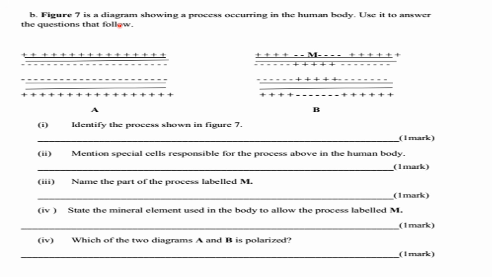Figure 7 is a diagram showing the process occurring in the human body. Use it to answer questions that follow. Identify the process shown. By the way, this is showing different charges, positive on the outer part and negatives inside, negative charges or ions. You can look at these as ions. Identify the process in the figure.